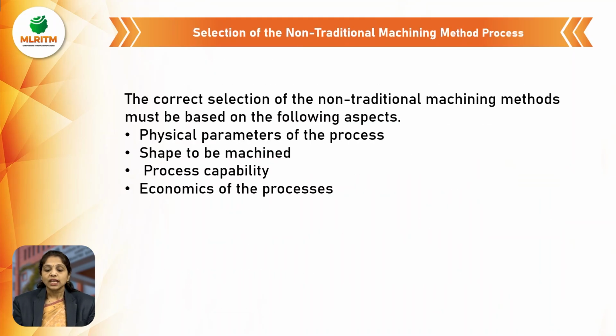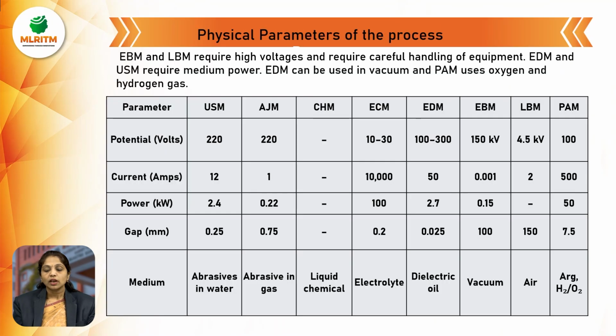Then how to select the non-traditional machining methods? The correct selection of the non-traditional machining methods must be based on these following aspects. One is the physical parameters of the process, next shape to be machined, process capability, and economics of the process. What are the physical parameters we need to consider to choose the non-traditional machining methods?